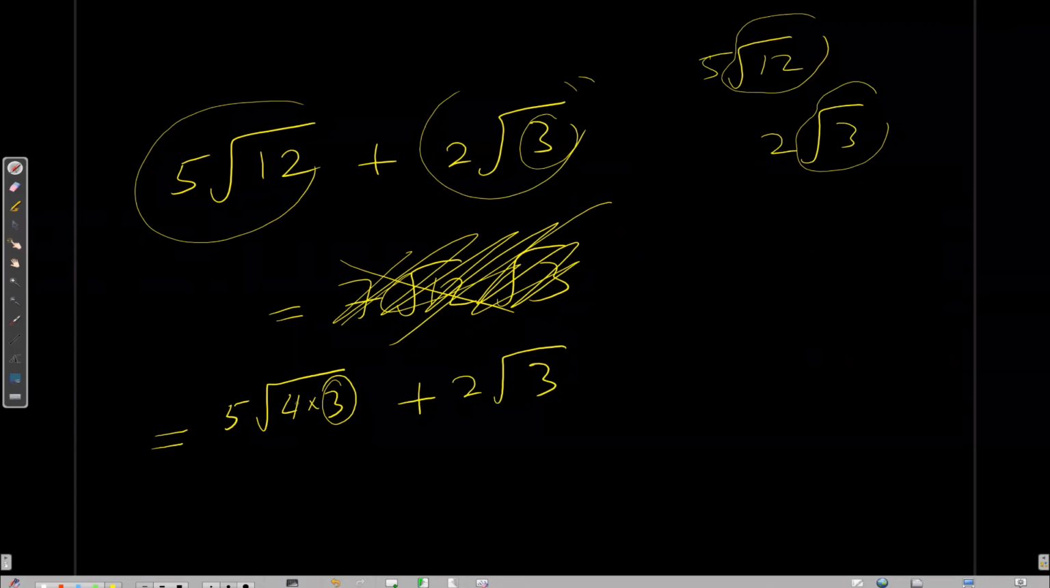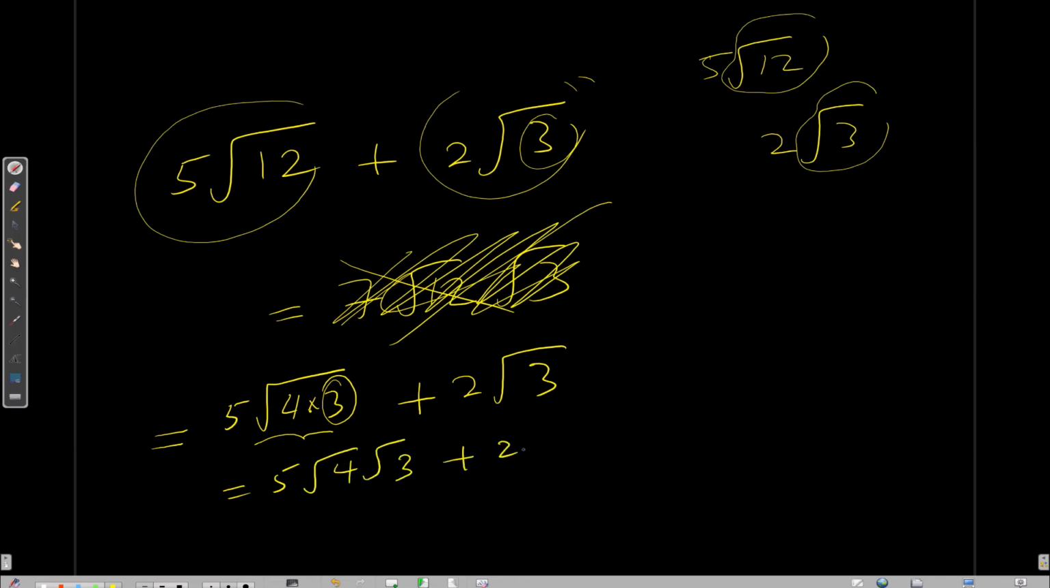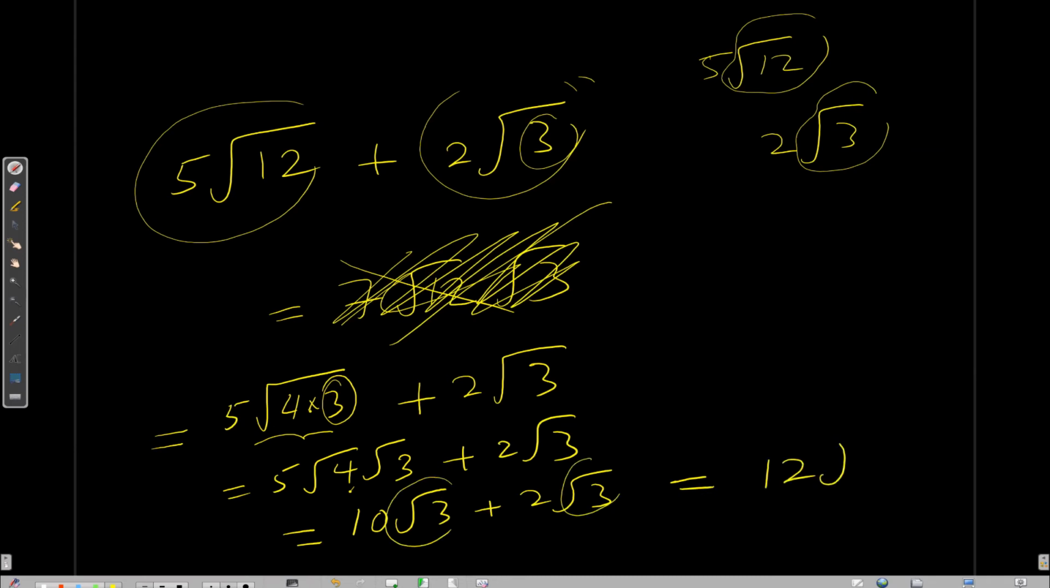Now if you simplify this, it becomes 5 times square root of 4 times square root of 3. Square root of 4 is just 2, and 2 times 5 is 10. So 10 root 3. Now we can simplify. Why? Because we have 10 of root 3, we have 2 of root 3, altogether we have 12 of root 3, and that is how you simplify.